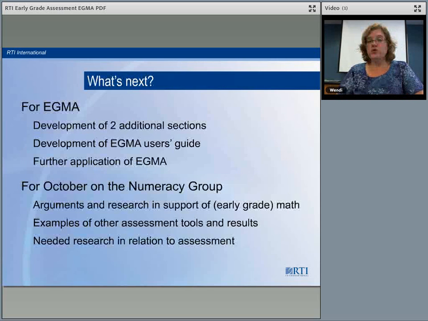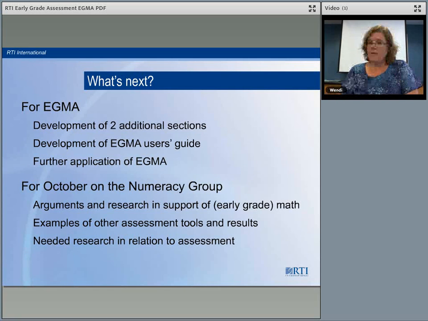We're working on the development of an EGMA user's guide. The instrument is already publicly available, but to make it easier for people to use, we want to also have a user's guide available. And the further application of EGMA, ideally coupled with more math ed-driven research questions.